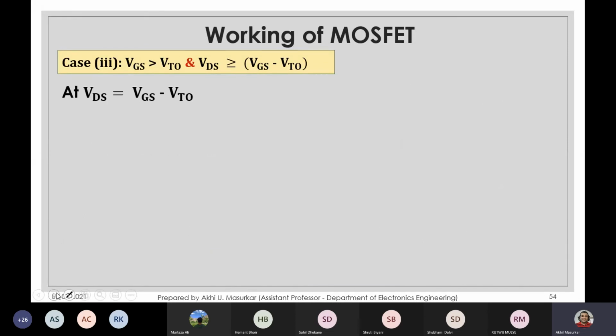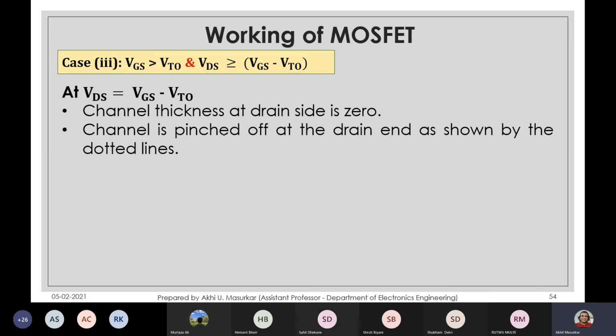Now here there is a typical case, that is at VDS equal to VGS minus VTO, channel thickness at drain side is 0. Channel is pinched off at the drain end as shown by dotted line. So I have drawn the channel and I have also drawn the dotted line. So at VDS perfectly equal to VGS minus VTO, the channel is on the verge of pinch off.